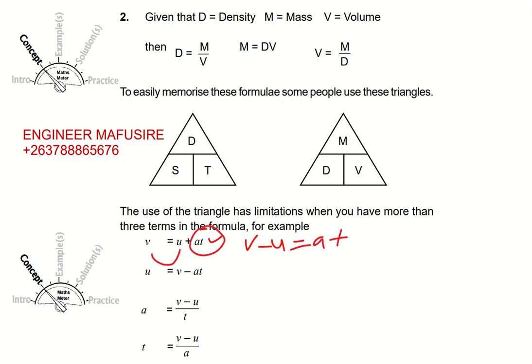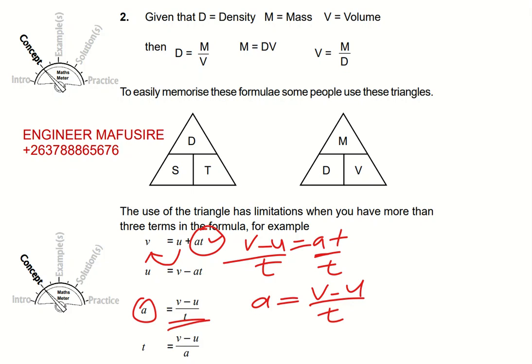Uri kungotora u achiuya kuside kunoko, saka anobva achinja side achienda kuna v, anosvika achiita minus u. Saka kuti usarwe nani na a, kana usarwa na a unogona kudivhaida kwese nani na t, saka uchatoona kuti a wako anenge ari equal to v minus u over t, ndizvo zviri kutaurwa futi papi panapa.